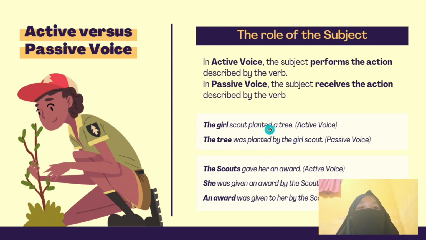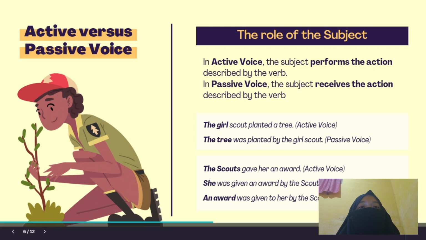The scout gave her an award. This is active voice. In passive voice: she was given an award by the scout. Or, an award was given to her by the scout.